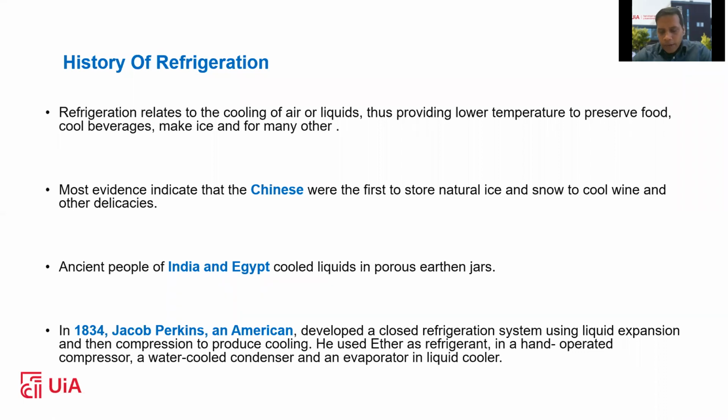So before I actually talk about the refrigeration cycles and those kinds of things, let me talk a little bit about the history of refrigeration. In the earlier stages of civilization, the Chinese used to store wine in normal ice or snow to keep it cold.